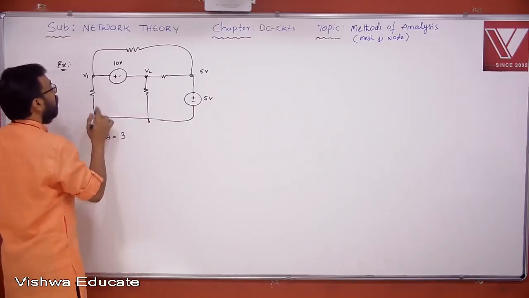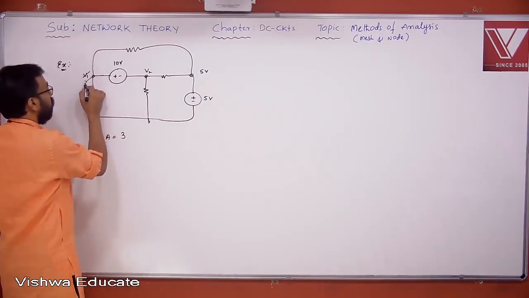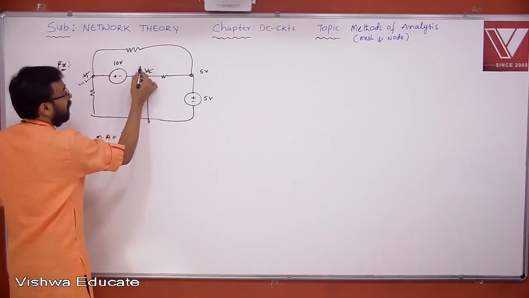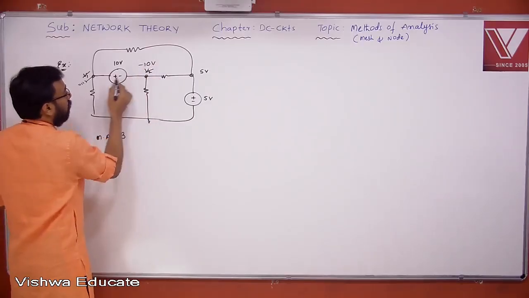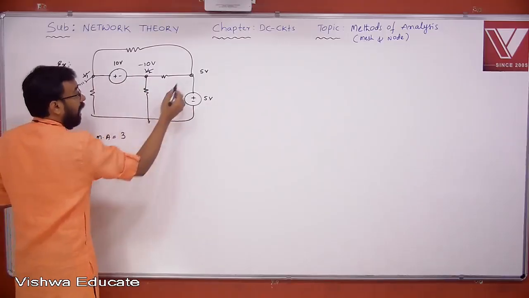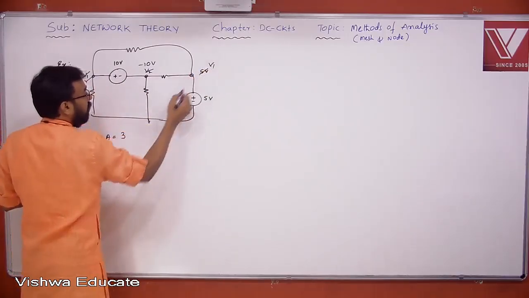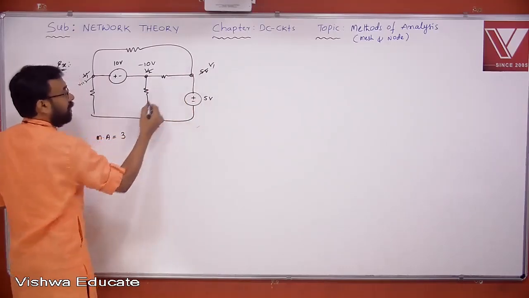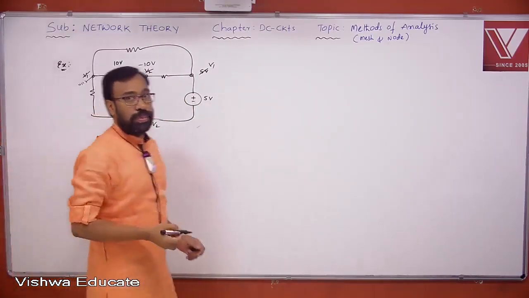Now, for example, you take this node as a reference node. Then what will happen here? This is going to be what? Minus 10. Yes or no? On the plus side you are taking 0, then it is going to be minus 10. Then now this will become what? V1. This will become what? V2. Again it is forming a supernode. Look at this, all of you. Again it is forming a supernode.